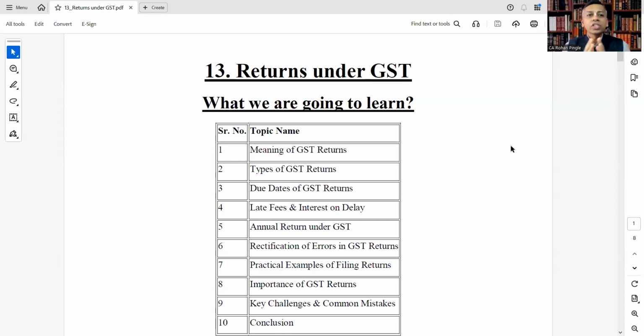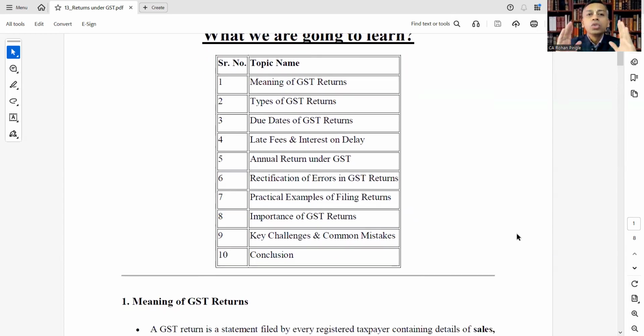Returns under GST. What are we going to learn? We are going to learn the meaning of GST returns, types of GST returns, due dates of GST returns, late fees and interest on delay, annual return under GST, rectification of errors in GST returns, practical examples of filing returns, importance of GST returns, key challenges and common mistakes, and at the end, the conclusion that can be drawn from today's learning.